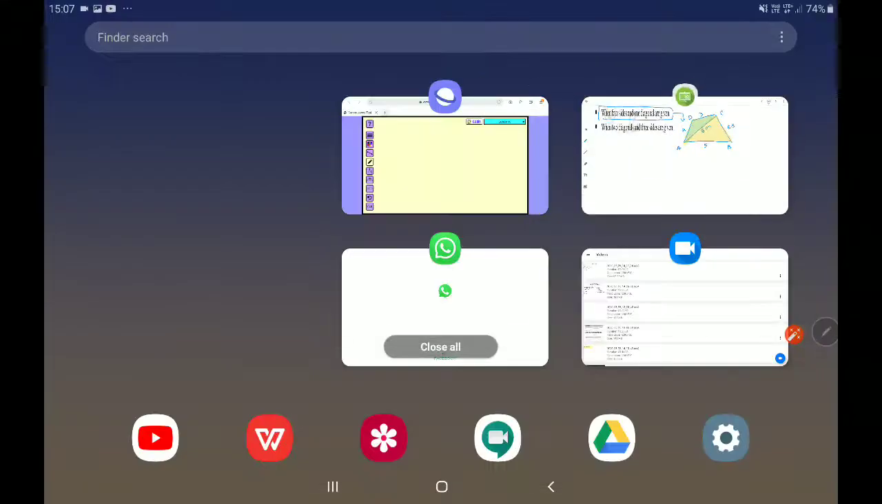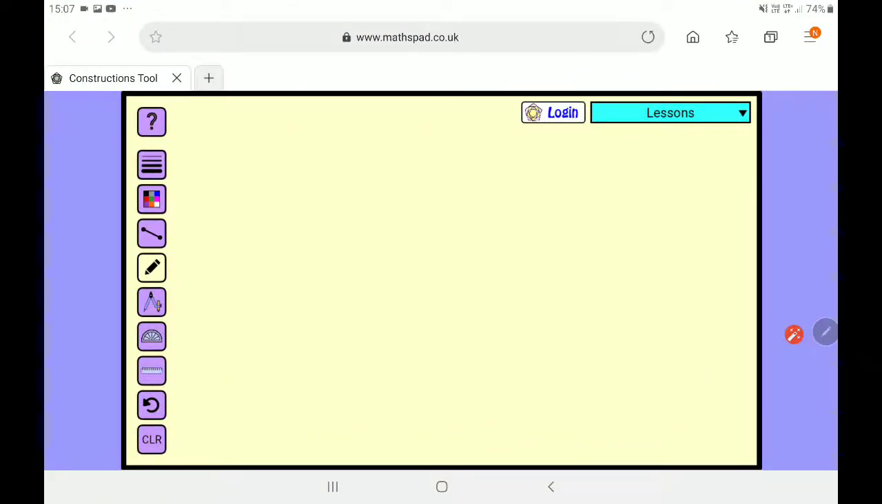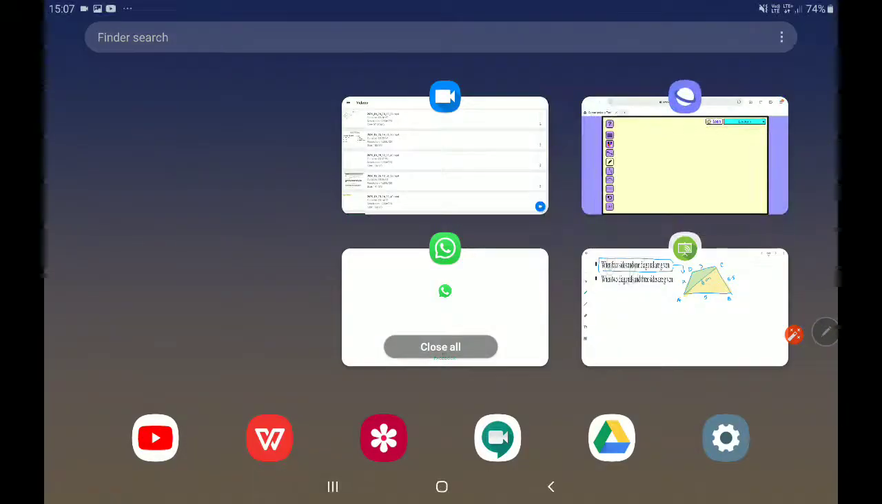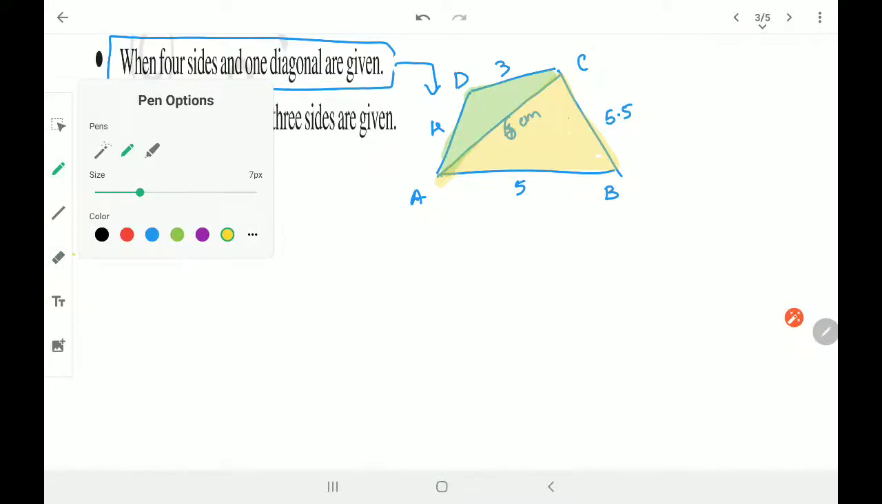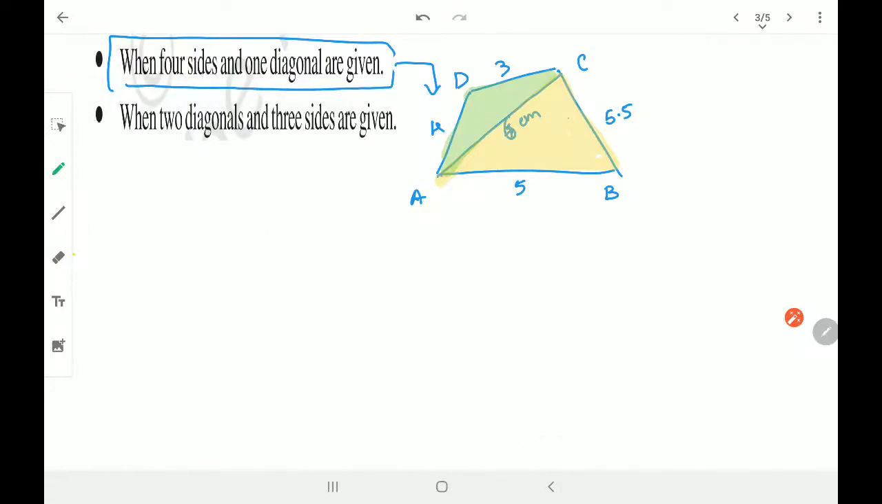I can draw it on the sketch pad as well, but I think it is wasting a lot of time, so I'm not drawing it on the sketch pad. If you are not understanding or if you are confused, then let me know and I will teach you on the sketch pad. Anyway, first of all I'll construct AB, which is 5 centimeter. This is my rough diagram.